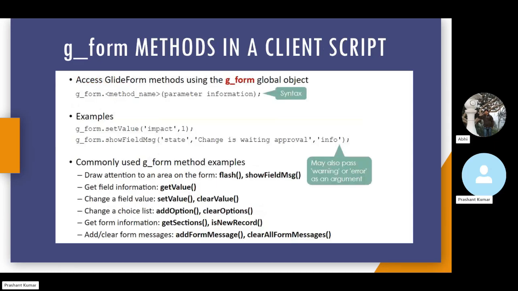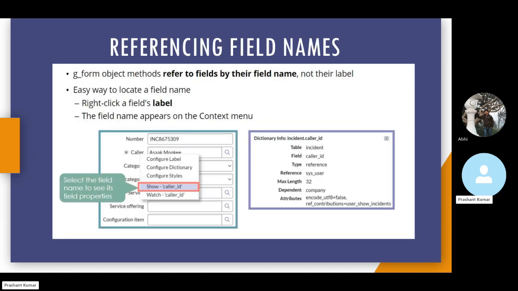So here are more methods under client script. Like you can see get value, show, set value, clear value, add option, is new record, get section, form message, clear form message. So these are the examples. There are many more methods inside gform. So these are the method field which we can get for reference one.